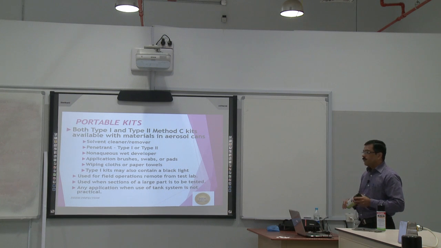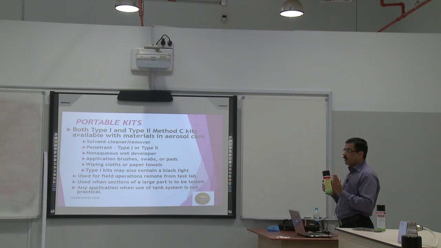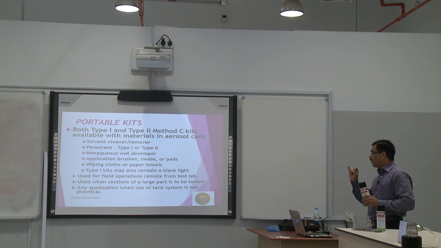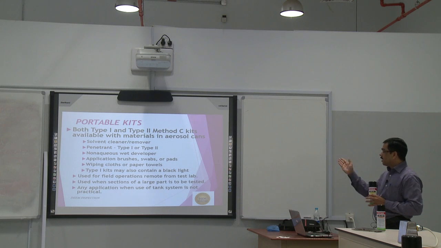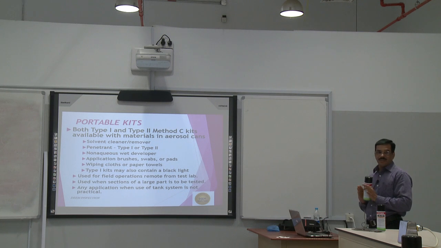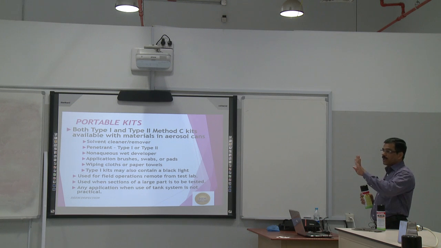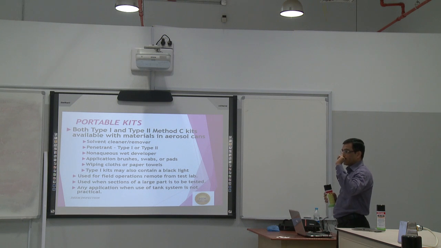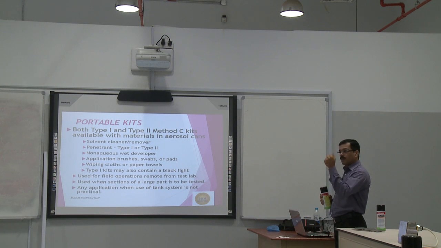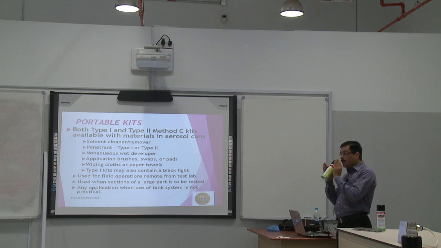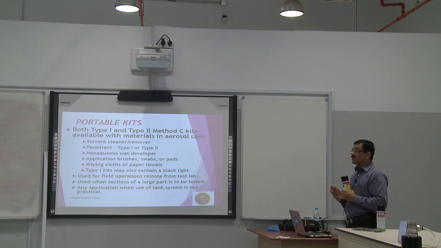Usually a penetrant kit means there should be one cleaner, penetrant, and developer. To apply, we need some brush or something, cloths like that. This is our penetrant kit. If you are going to a workshop or anywhere, one penetrant kit means a minimum of 3 chemicals: a remover, a penetrant, and a developer. To apply them, we need a brush, cotton cloths, gloves, and those are the minimum things required.